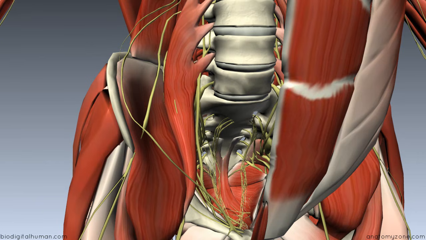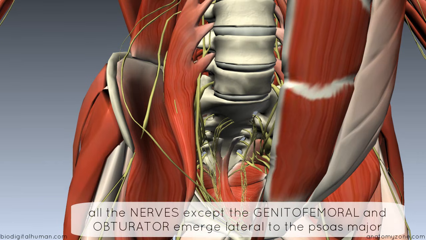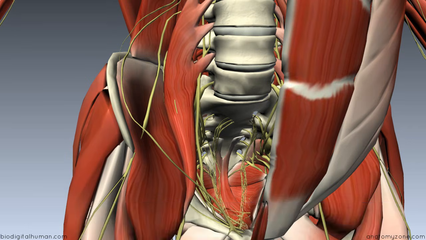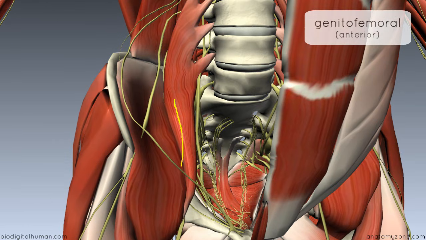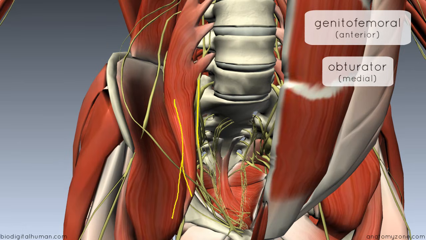So what you need to remember is that all the nerves except the genitofemoral and the obturator nerve emerge from the lateral aspect of the psoas major muscle. So emerging anteriorly from the psoas major muscle, we've got the genitofemoral nerve coming here, which I'm just drawing quite crudely on, and then it splits into the genital and femoral branches. And medial to the psoas major muscle, we've got the obturator nerve. So I'm just drawing this on in yellow, but it's already sitting there.